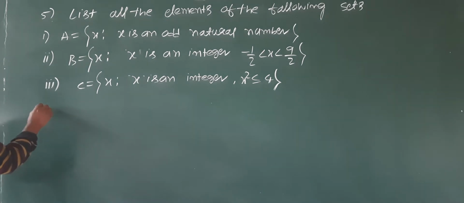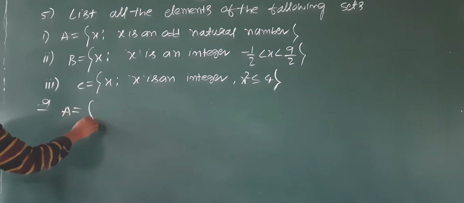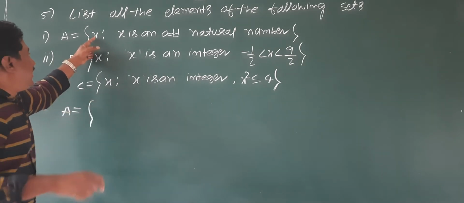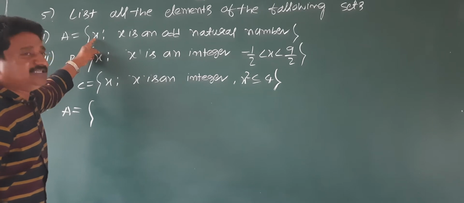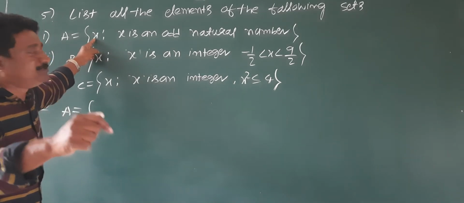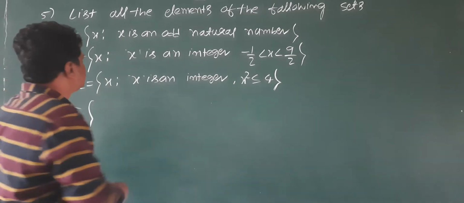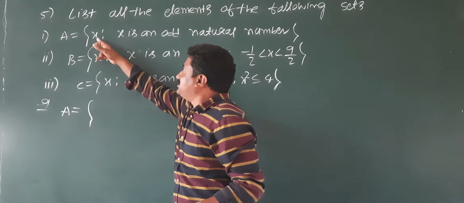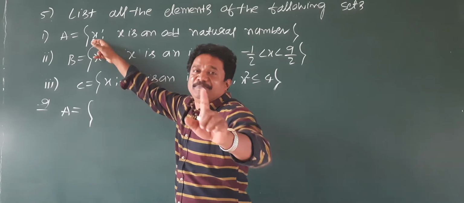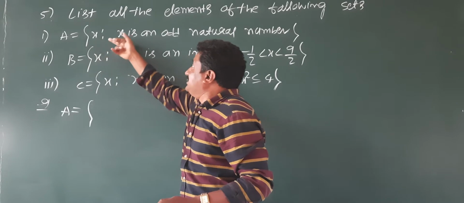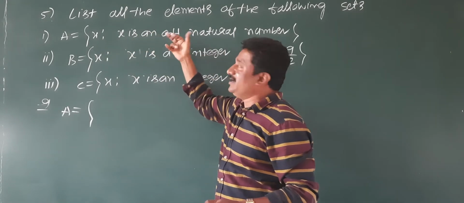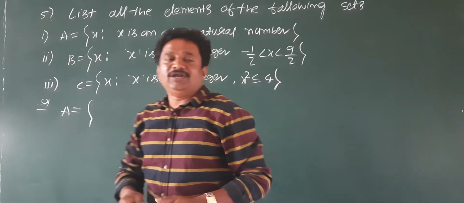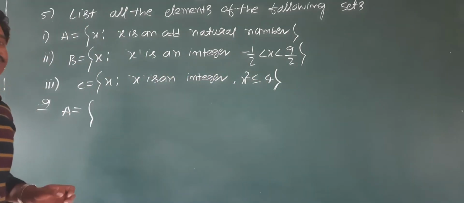First one, solution. Set A contains X. What this X is has been explained here. X is an odd natural number. You should write odd natural numbers. Tell me natural numbers, students.